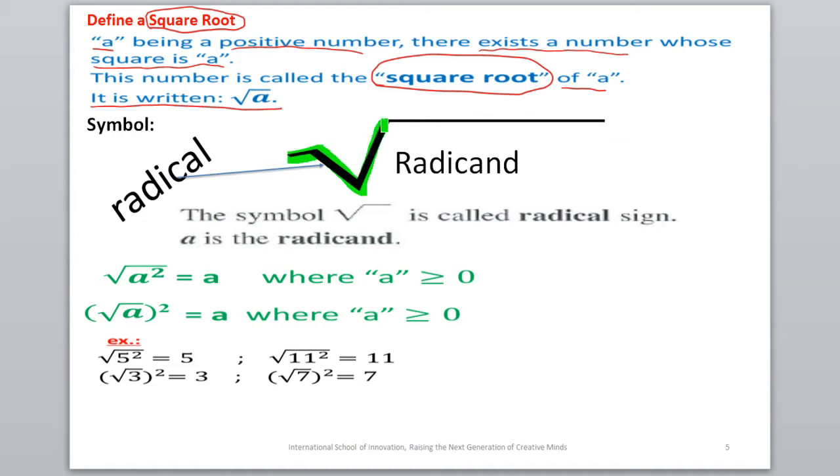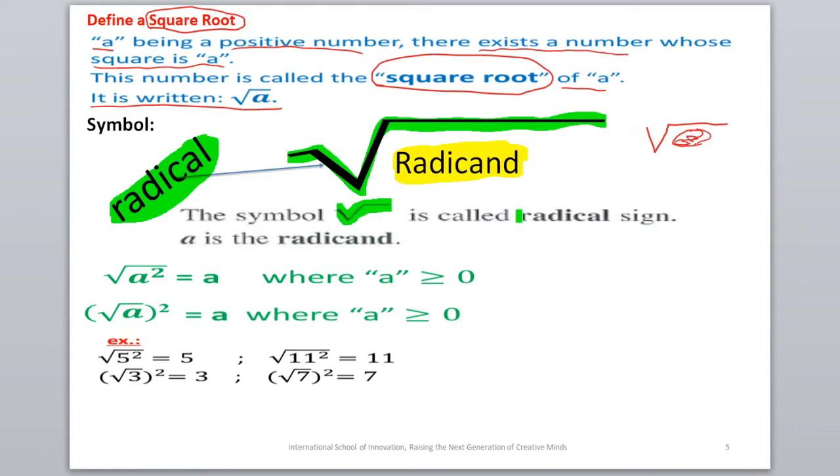Now look at this. We have this symbol which is called the radical. And the one that's inside is called the radicand. We'll take examples to explain how it works. The radical sign: you make a V and then a horizontal line, and the number that's inside, whatever it is, is called the radicand. In this case, it's written like this: radical A.